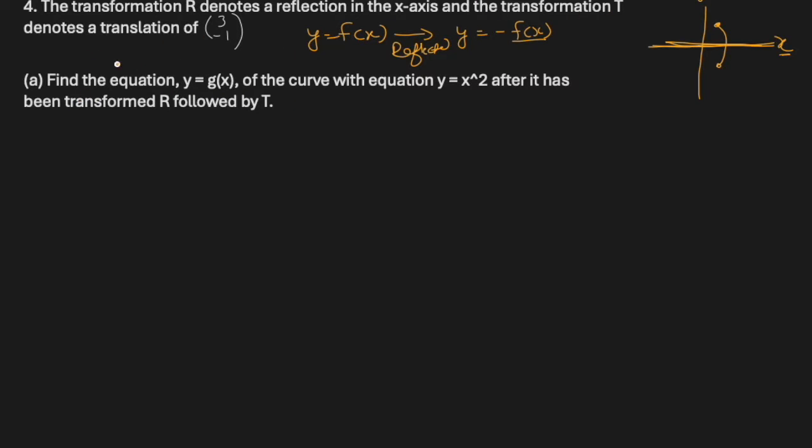And the transformation T denotes a translation of (3, -1). So translation means the point, whichever point, moves. There are multiple points on a function's curve, but let's focus on this one. What does a translation of (3, -1) mean? It will go 1, 2, 3 to the right. It will increase by 3 and go down by 1. So this point will go here because the translation is (3, -1). And our transformations are like this.